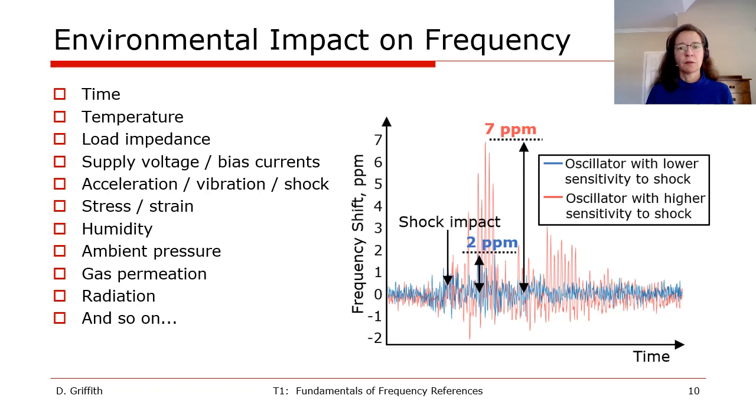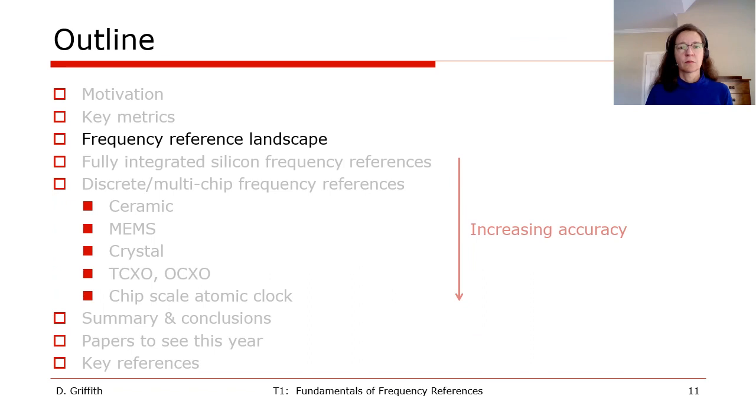shift in frequency. On a longer time scale, the frequency can be impacted by changes in stress, strain, humidity, pressure, gas permeation, radiation, and so on. As you can see, the list of potential sources of frequency inaccuracy is really quite long. So now with that introduction, let's look at the frequency reference landscape.